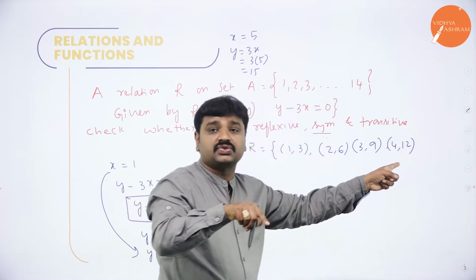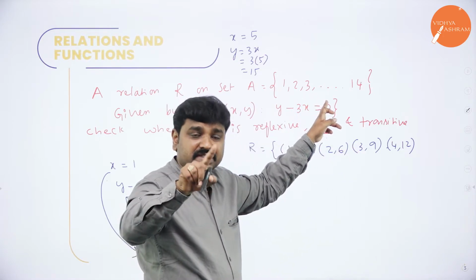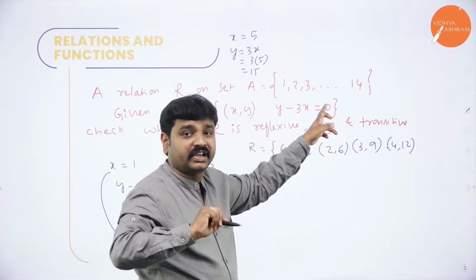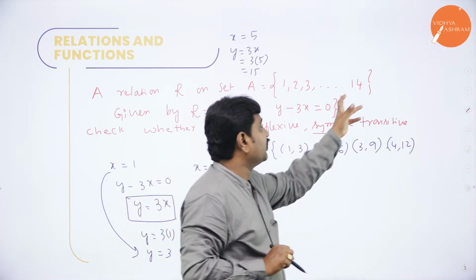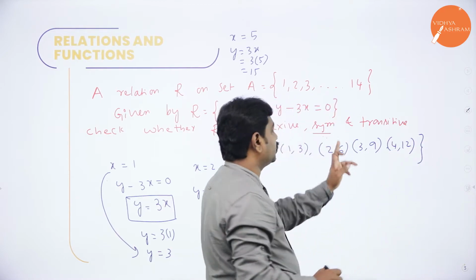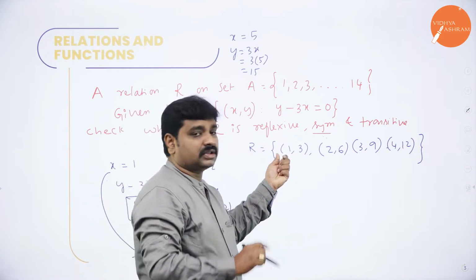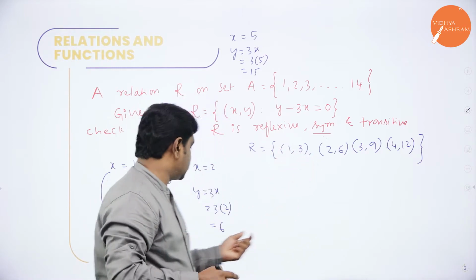5 is present in the set. If I take x as 5, y becomes 15, but 15 is not there in the set, so stop. So the relation contains exactly 1, 2, 3, 4 elements. When x is 1, 3 1s are 3, y is 3 multiples.